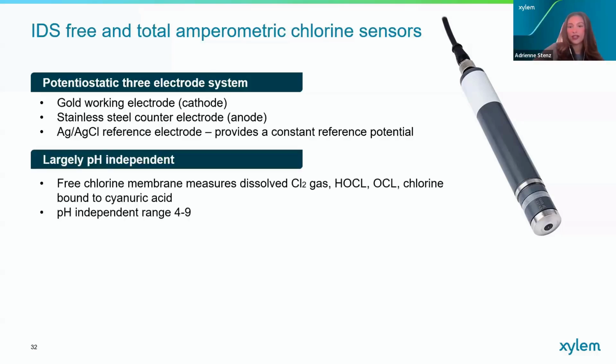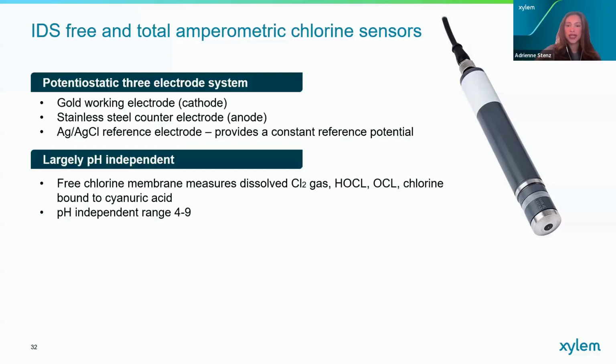These sensors are also largely pH independent. The free chlorine version of this sensor accepts chlorine in the form of dissolved Cl2 gas, hydrochloric acid, hypochlorite, and chlorine bound to cyanuric acid, which is important for swimming pools.